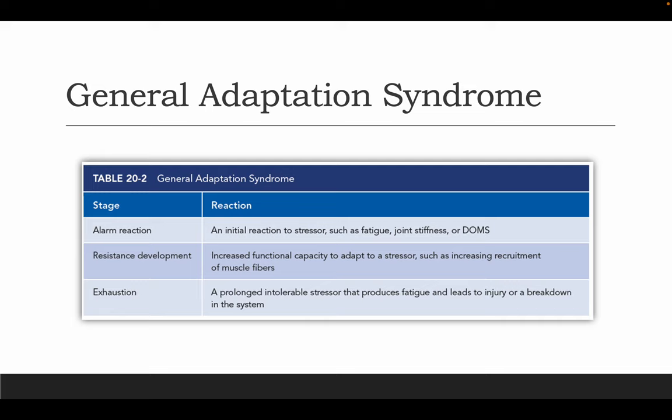Okay. What ends up happening? We go through that next phase, which is called resistance development. Here, like it says, increase functional capacity to adapt to those stressors. Like it says here, you're increasing the recruitment of muscle fibers. So we're going to develop, we're going to change, we're going to adapt to that situation.